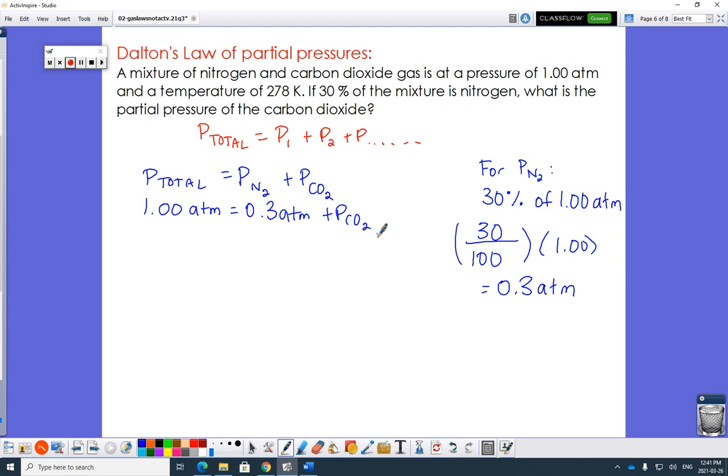Okay, so then you're just going to solve for PCO2, or the partial pressure of carbon dioxide. So you just have to subtract. And there's a variety of ways to do this. If 30% is nitrogen, that means that 70% has to be CO2. You could have done it that way.